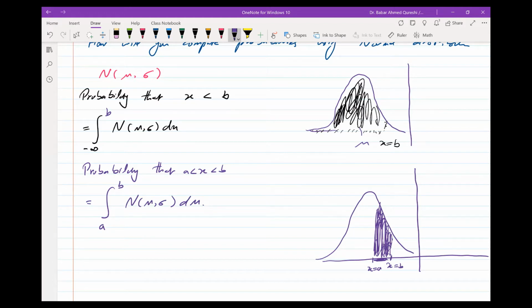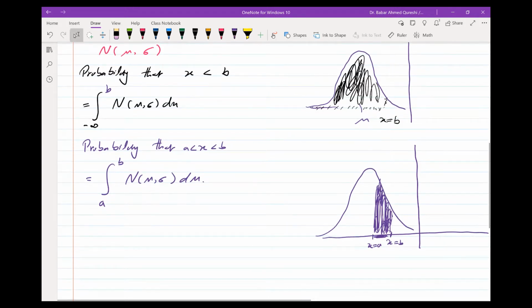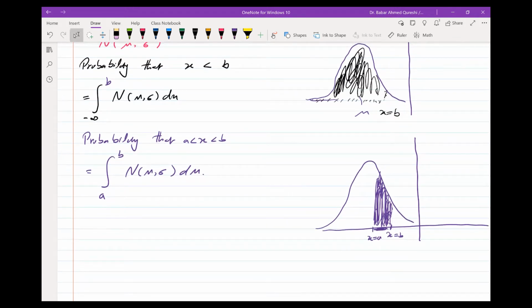Now, how will you compute this integral? You can do it using a computer, and if you just put in Google normal distribution computation, you will get lots of websites which can do it for you. And you can do it using some charts. There's a chart given in the book. You can use that to compute these. And the standard way to do, one of the ways to do it is by first invoking the standard normal. So what is the standard normal?